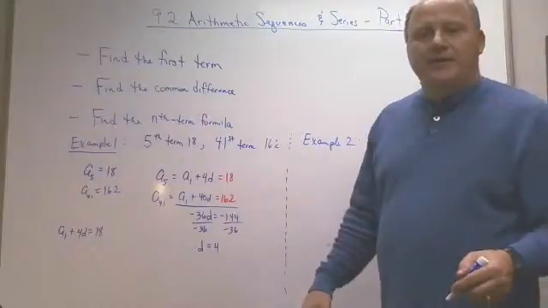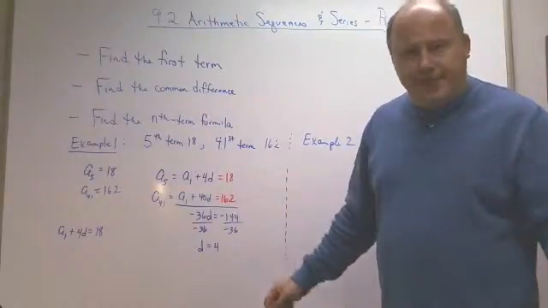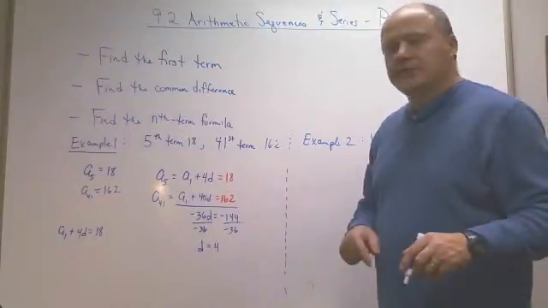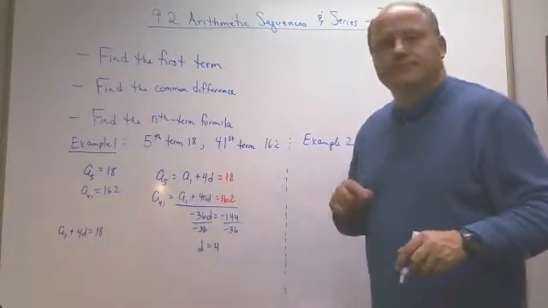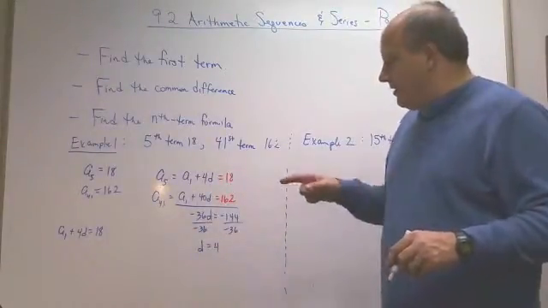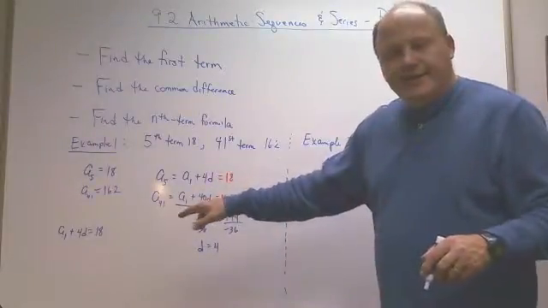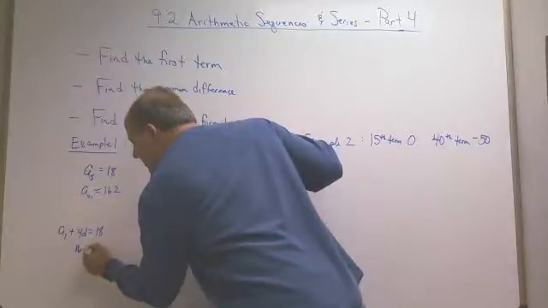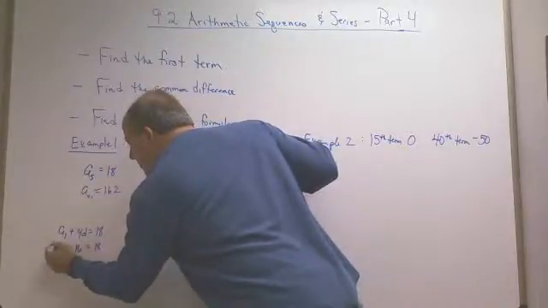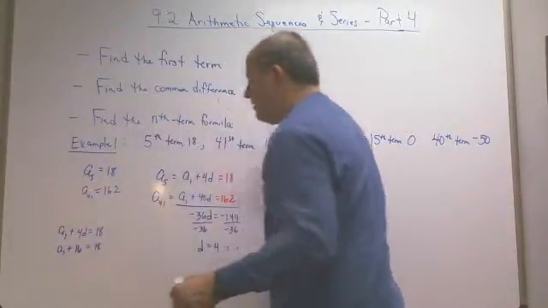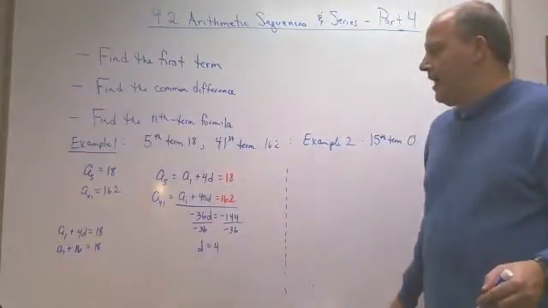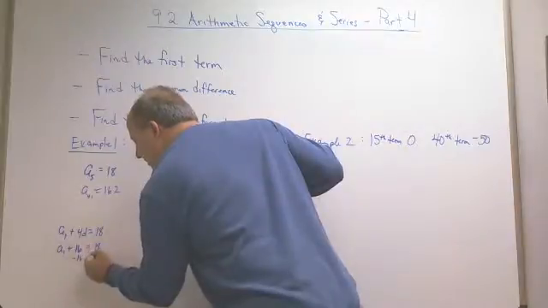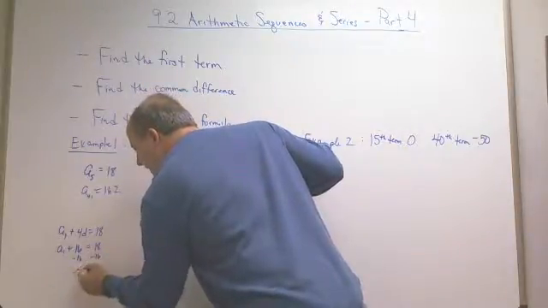Now you could go back to the second equation as well. They're going to give you the same value. So I usually go with the easiest equation, smaller numbers, and this one's got smaller numbers. Then I put the 4 that I just found for d back in. So 4 times 4 is 16. Okay? And then subtract 16 to the other side. And so the first term is 2.